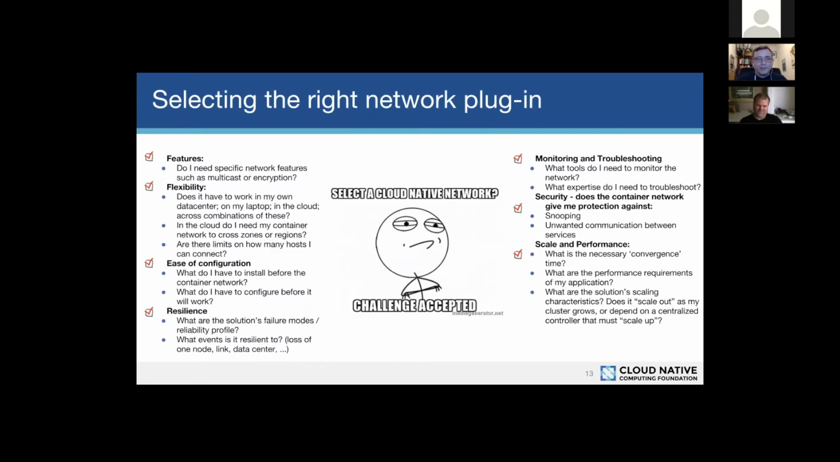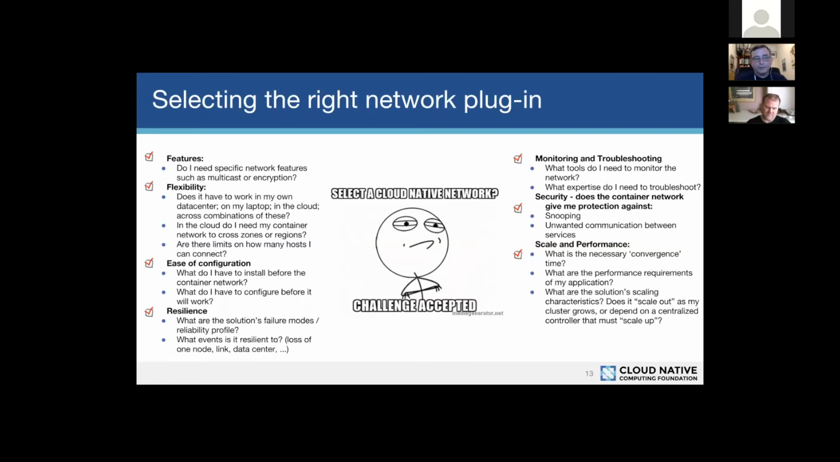So we wanted to give a little checklist, and I don't think I'm going to read through every single one of these points, but here are some points to think about if you're going to be out there selecting a container network. You know, which features do you need? Think about the flexibility that it offers. Take a look at how easy it is to set up.